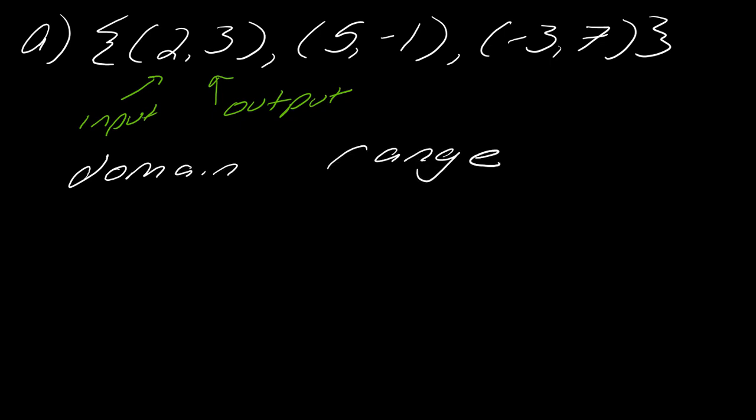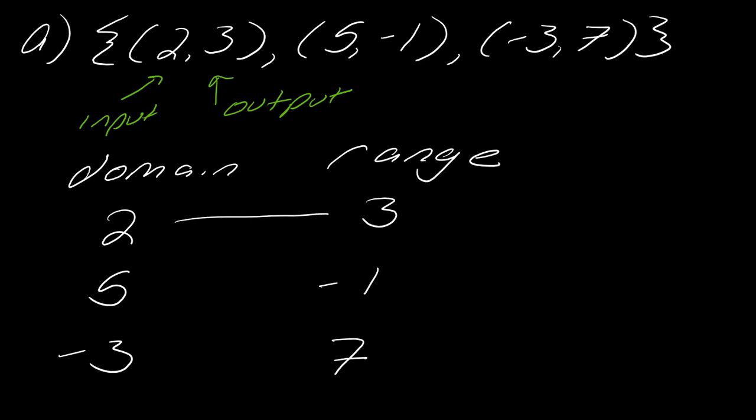So my domain is these first parts of the points: 2, 5, and -3. And then the range is that second part of the point: 3, -1, and 7. And I want you to appreciate that we can also map how these points are related. I put in the input of 2, I get the output of 3. So this mapping, is this considered to be a function? Yes, this is a function. So we're good to go here.